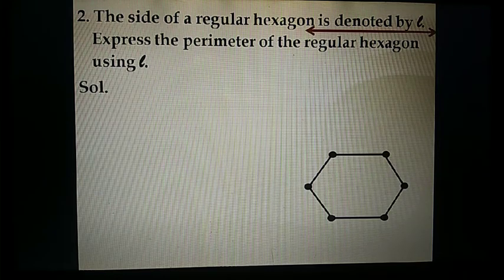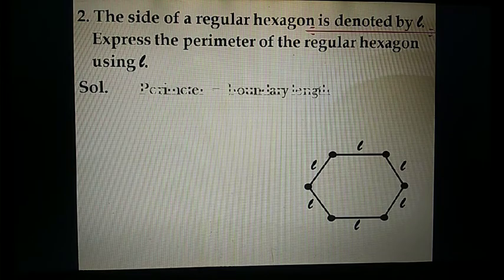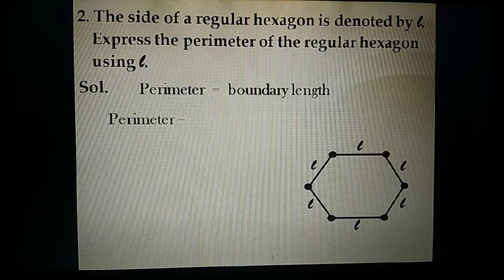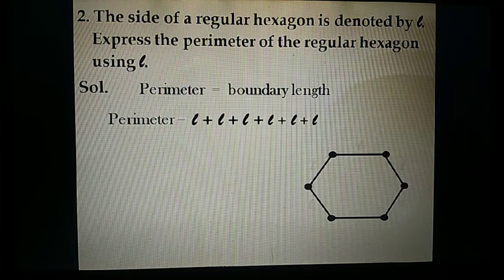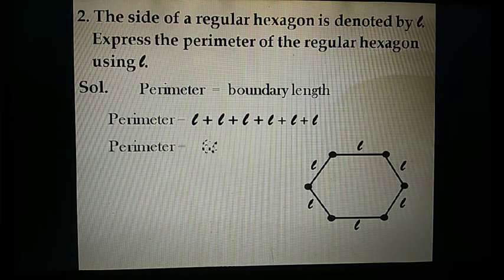Here in this question, we are supposed to express the side by L like this. So again, while calculating perimeter, which means boundary length, you will add all the lengths. As the variables are same, you will get 6L, which is a general way to express the perimeter of a regular hexagon.